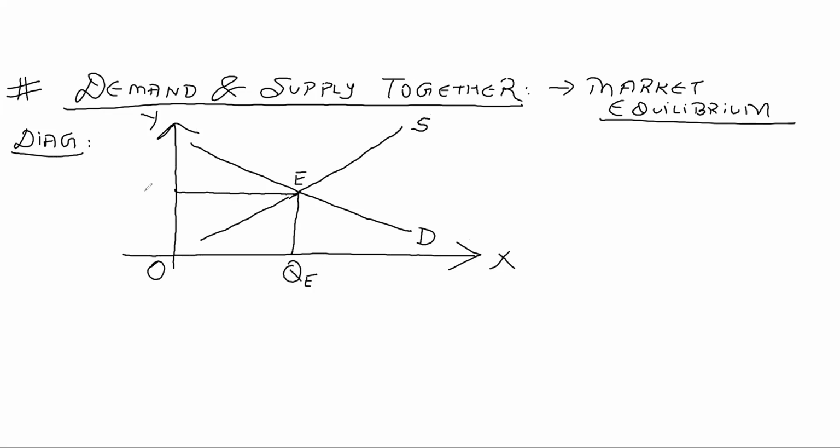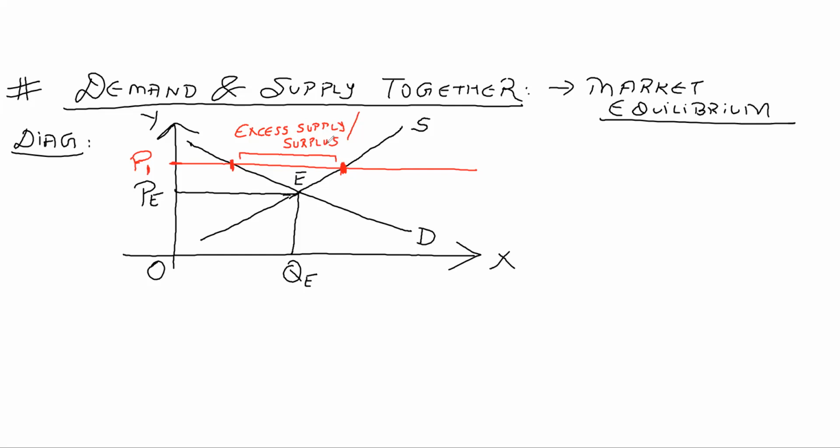Quantity in equilibrium, equilibrium price. Now guys, suppose the price in the market is above the equilibrium price. Suppose I choose this price. Let me call this P1. Now at this price, how much is my supply? This is my supply. How much is my demand? This is my demand. This means that at this price, there is excess supply. Excess supply is also called surplus.